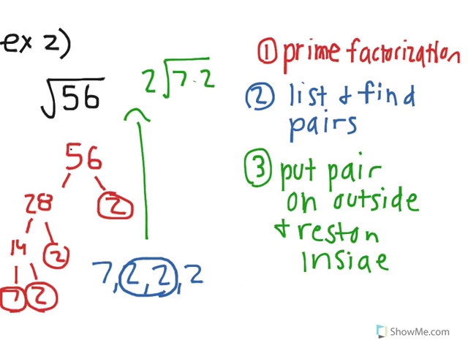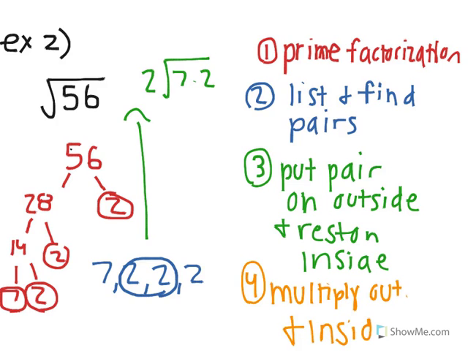And now see, this is where the multiplication step comes in. So multiply outside, and inside. There's nothing to multiply by 2, so that stays. And I can multiply the rest on the inside. That would be 14. And that's all there is to it. And that's all you have to do. Okay, let's move on.